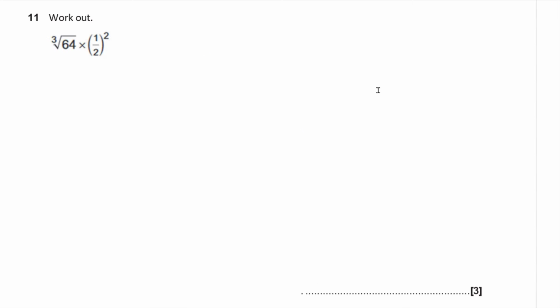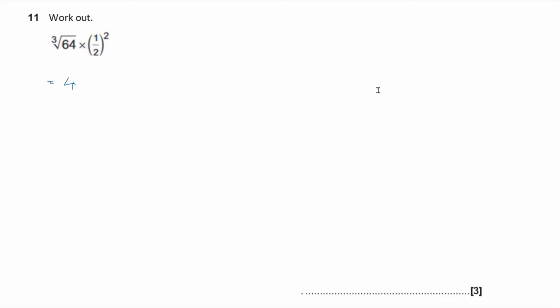Question 11. Work out the cube root of 64 times a half squared. Okay, so what's all this then? This looks quite complicated. But the cube root of 64, what times itself 3 times is 64? Well, it's 4, isn't it? So 4 times 4 is 16 times 4 is 64. So the cube root of 64 is just 4.